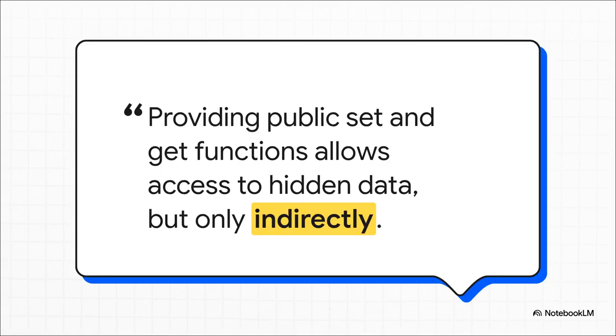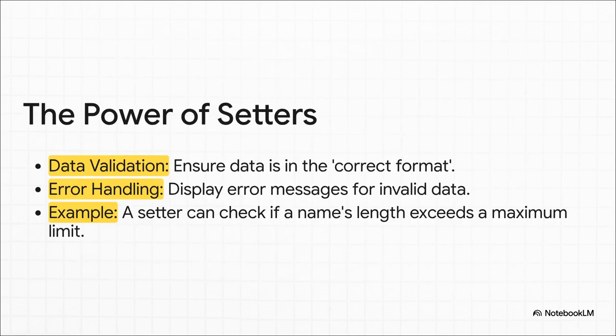Now that word indirectly is the absolute key here. You aren't just handing other parts of your code a key to the data vault. Nope, you're giving them a request form. They have to ask the getter or the setter to perform an action, and the object itself stays in complete control. And this is where setters become so cool. They aren't just dumb gates that let any old value through. Inside a setter, you can write logic. You can perform data validation to make sure the new value actually makes sense. So, for example, you can check that a course name isn't ridiculously long before you ever allow the change to happen.